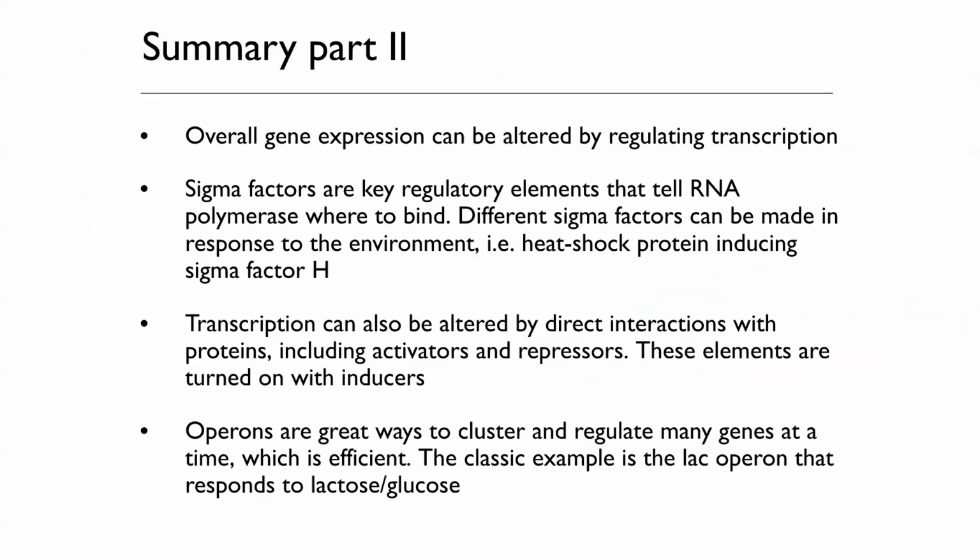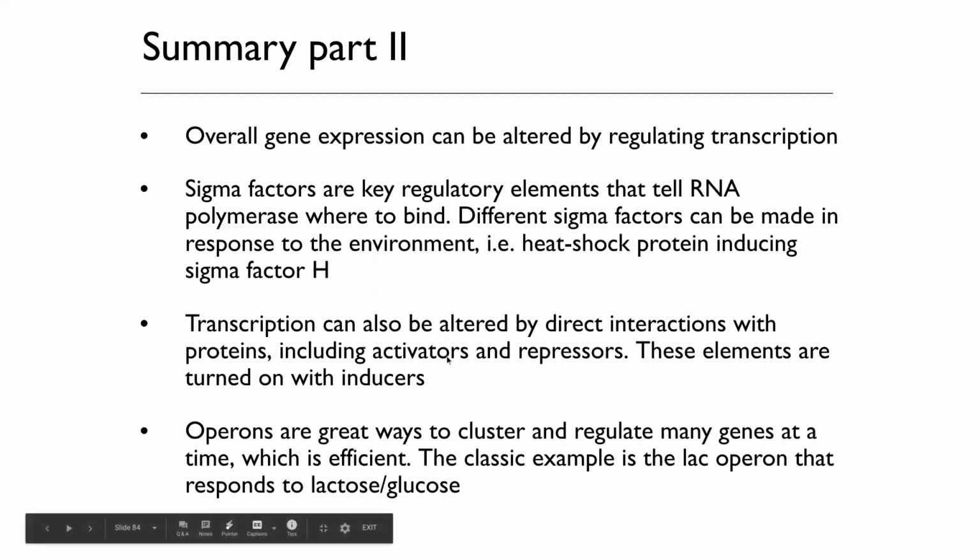So let's summarize this part. Overall gene expression can be altered by regulating transcription. Sigma factors are key regulatory elements that tell RNA polymerase where to bind, and different sigma factors can be made in response to the environment, such as the heat shock protein, sigma factor H, as we discussed. Now, transcription as a process can be altered by direct interactions with proteins, including our activators and repressors. And these elements are turned on with what we call inducers.